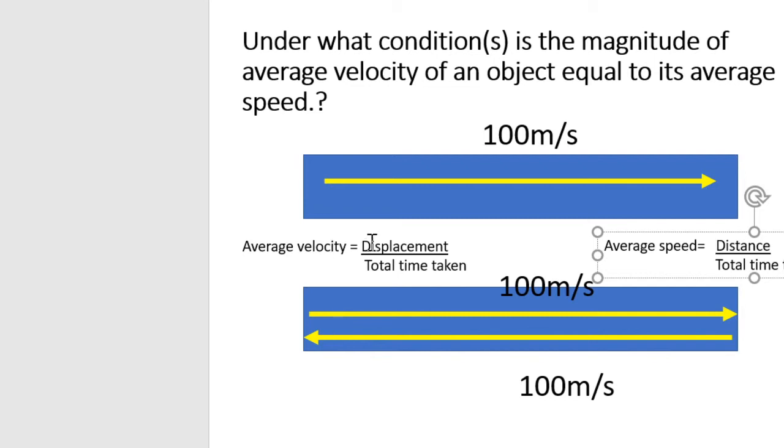So now if you substitute the value of displacement here, it is going to be 0. But what will be the distance when the boy travels, let's say 100 meters, and comes back? So distance will be 200 meters, right? So distance will be 200 meters here, correct? So the distance will be 200 upon the total time. So whenever you change your direction, your average speed and average velocity will be different, right?